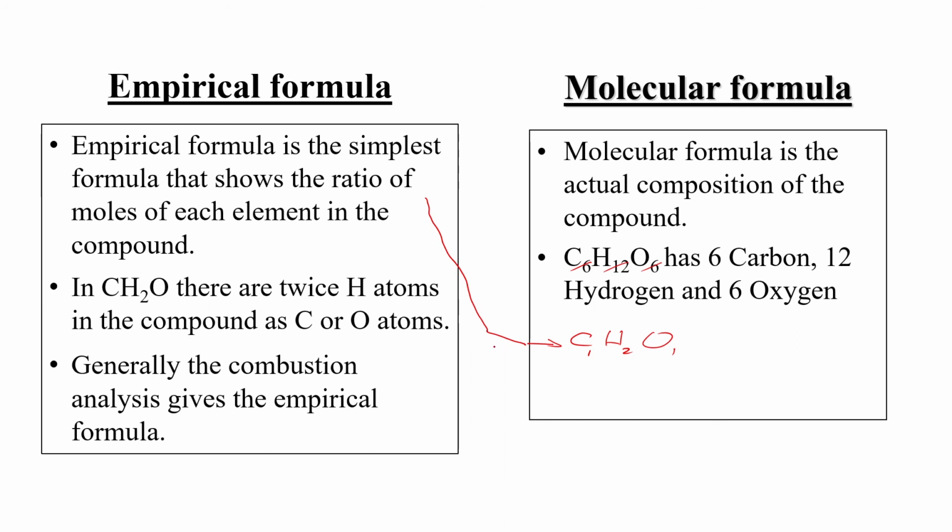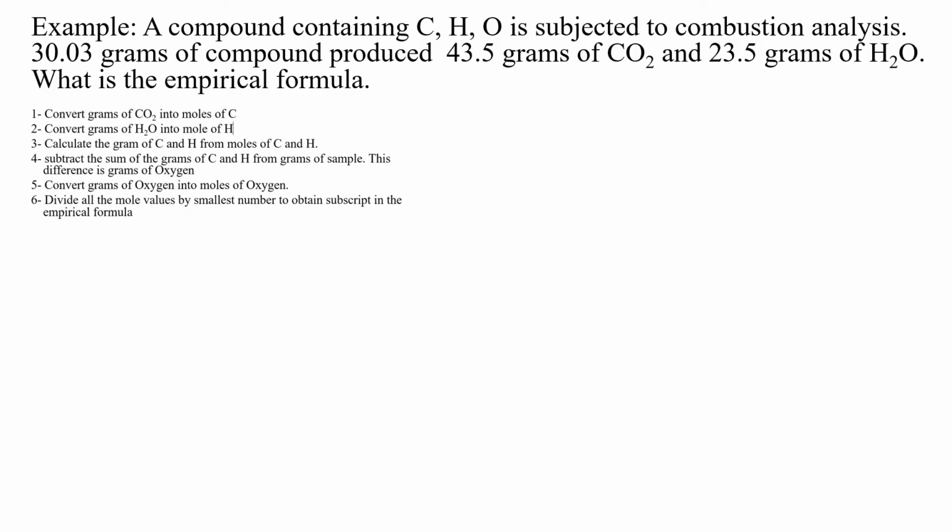This means my hydrogen is twice compared to the number of carbon and oxygen we have. So this simplest formula that gives me only the ratios is our empirical formula. Okay, and with the help of combustion analysis, we get the empirical formula. Now let's do this problem to find the empirical formula of a compound.